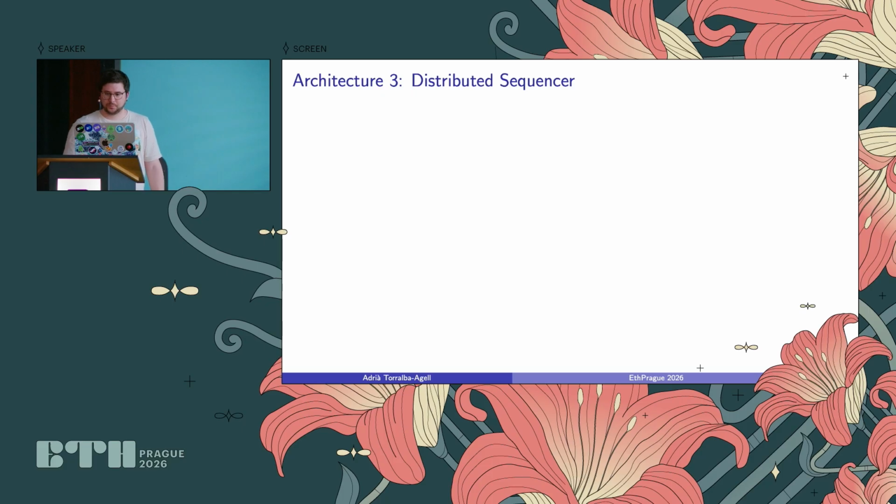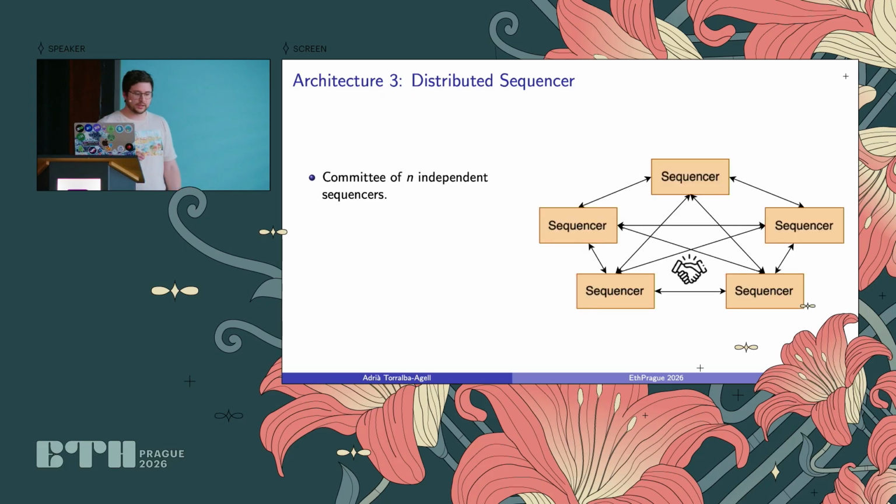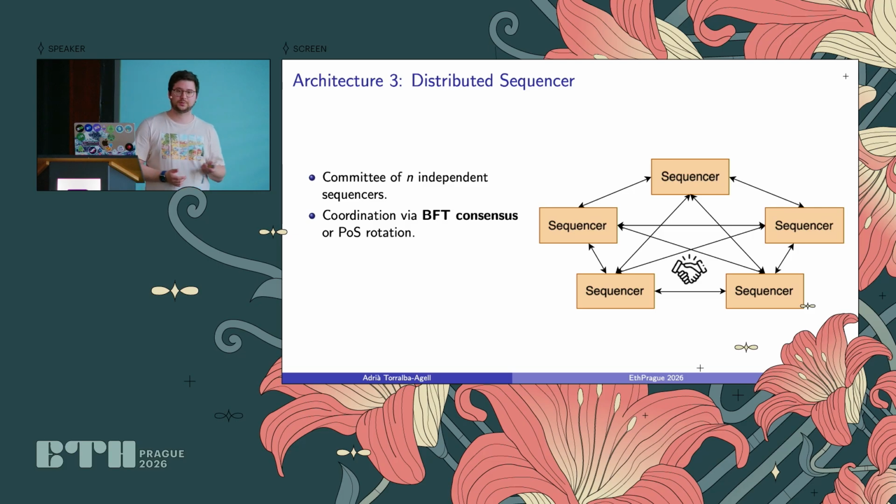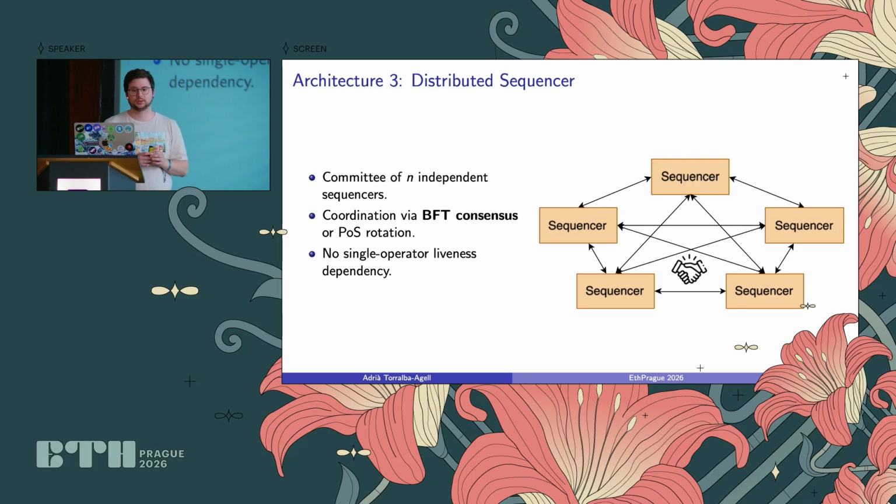The last architecture, distributed sequencer. And here we have a committee of n independent sequencers that are running some kind of coordination via a Byzantine fault-tolerant consensus mechanism or a proof-of-stake rotation. What's cool about that is that since we have n independent sequencers, we are more resilient against liveness attacks, since we don't rely on a single operator for the liveness of the L2.